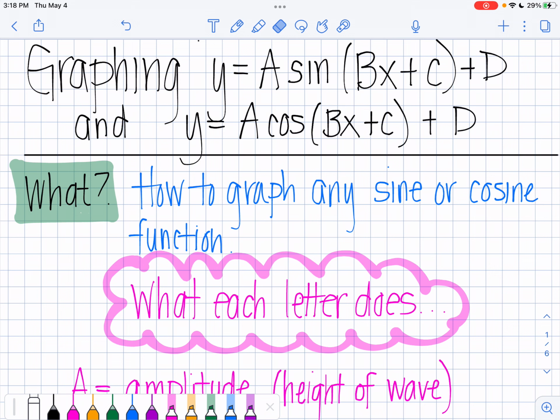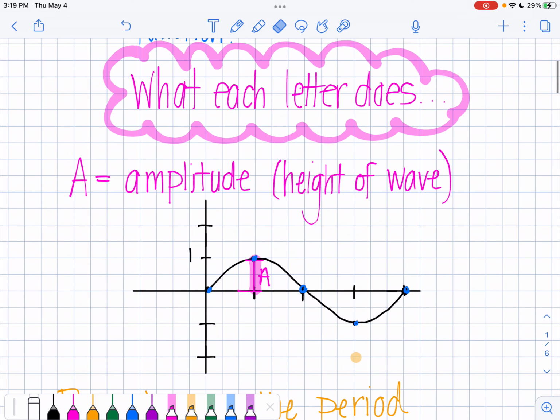So basically, it's how do I graph a sine or a cosine function where they can change pretty much all the things. So you have to know what are all the things? What does the a, the b, the c, and the d even do? So what each letter does. The a represents the amplitude, which is the height of the wave.